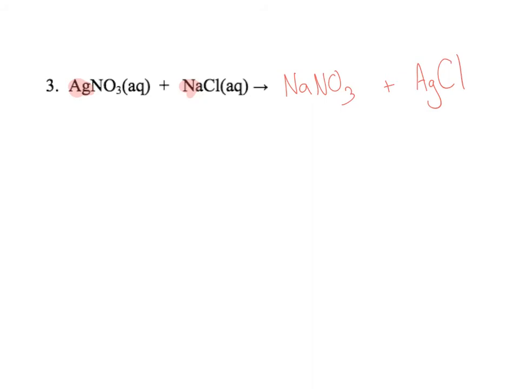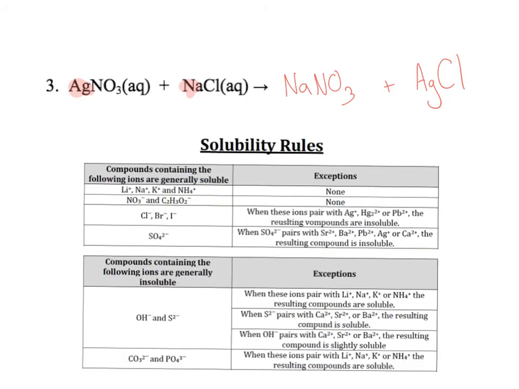Now the formulas here are correct because all of these ions are +1, -1. So no problem here with the formulas. Now let's figure out which one is aqueous and which one is solid, okay? So first of all, NaNO3. Anything with Na is soluble. No exception. So this is going to be soluble.